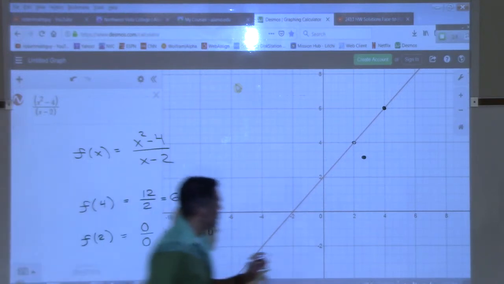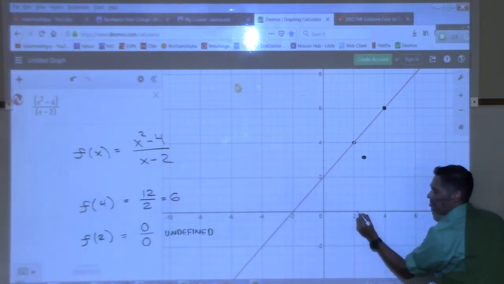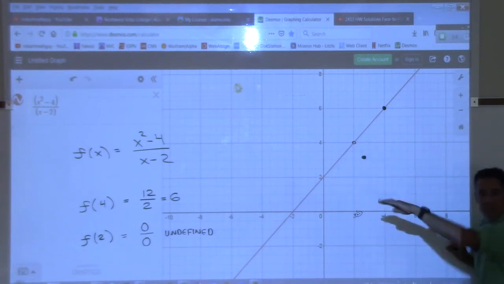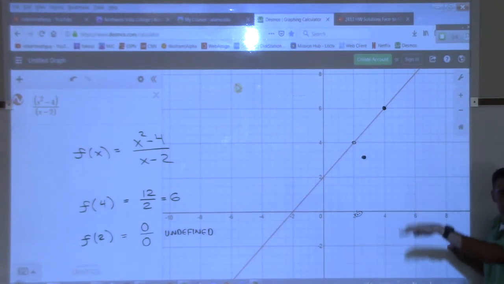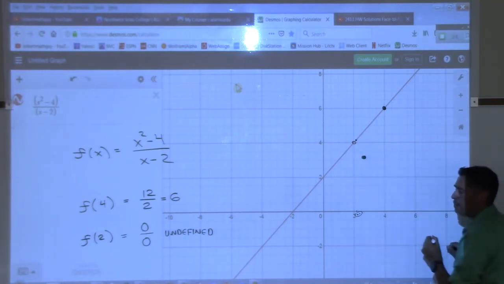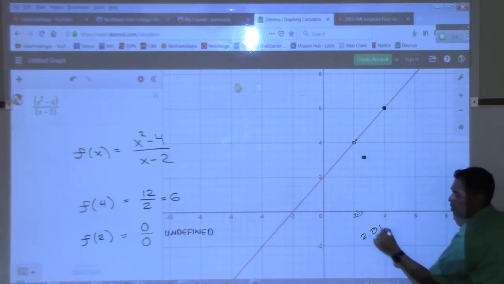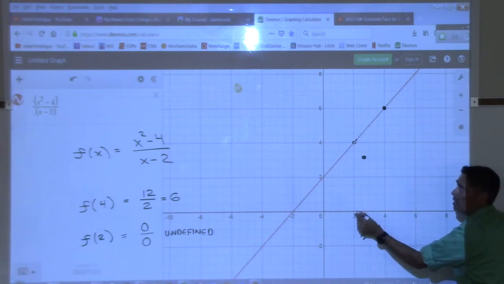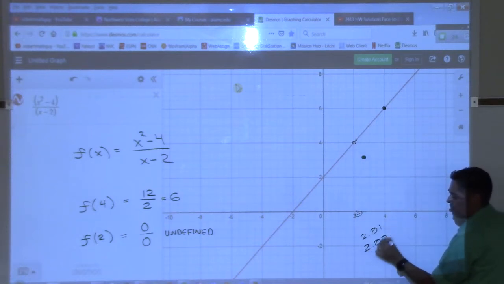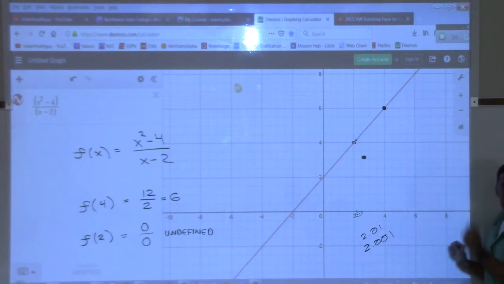So imagine you're just a little bit to the right of 2. Let's say you're here at 2.1. If I plug 2.1 in there, am I going to have 0 over 0 anymore? I'm not, right? I'm actually going to have an answer. What if I plug in 2.01, that's even closer to 2? Will I have an answer? Yes. What if I plug in 2.001? I would have an answer, right?